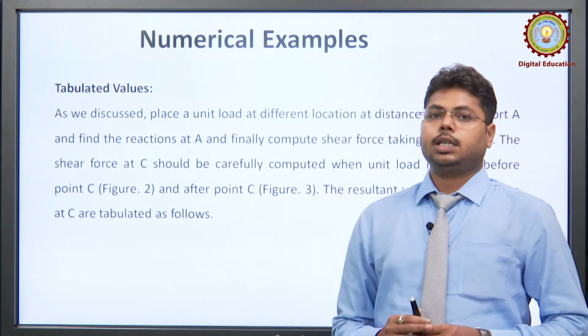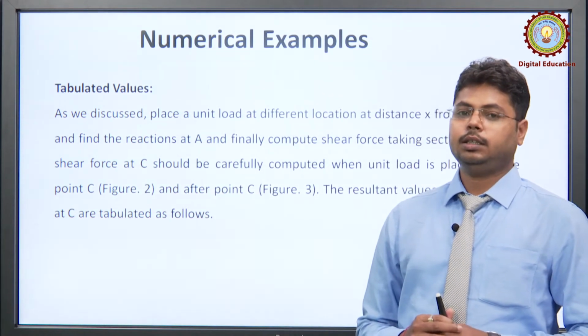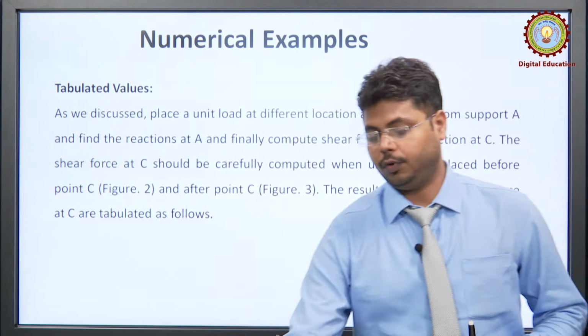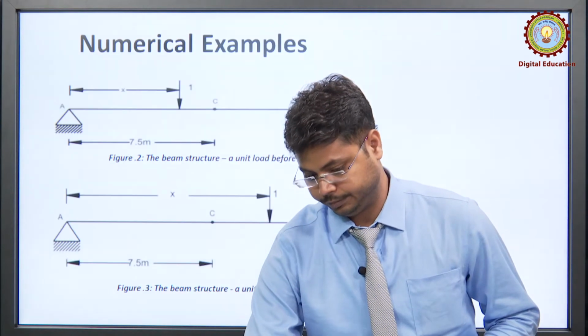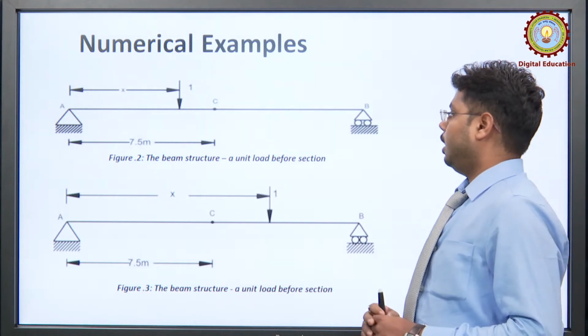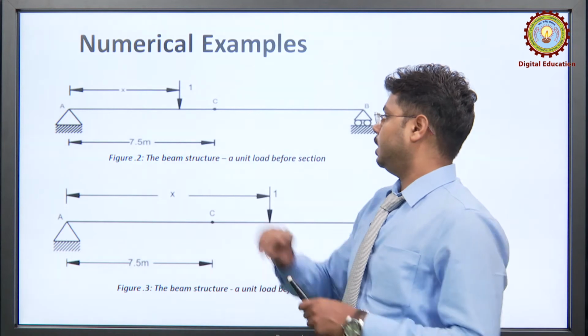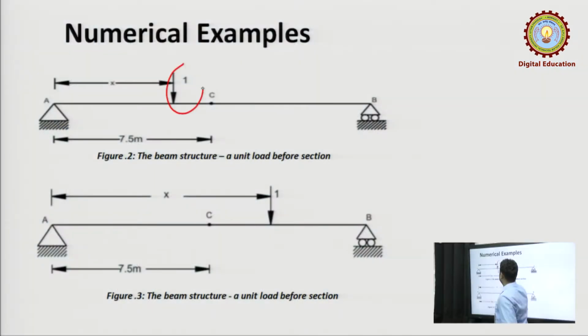We are going to discuss this question by two methods. One is the tabulated form, second is the influence line diagram. What we will do here: I take a beam having a load of unity, which is a rolling load. This load is working as a rolling load.